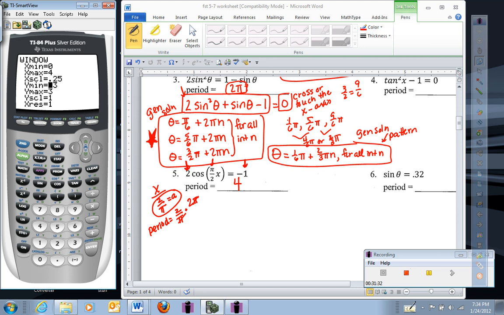We could try the window from -3 to 3 with an amplitude of 2 right here, moving everything down 1. I'm not sure how that's going to work, but we could try that. Or maybe you want to try -4 to 4. Open the window up just a little bit more. Okay, we're going to go ahead and hit graph on that.